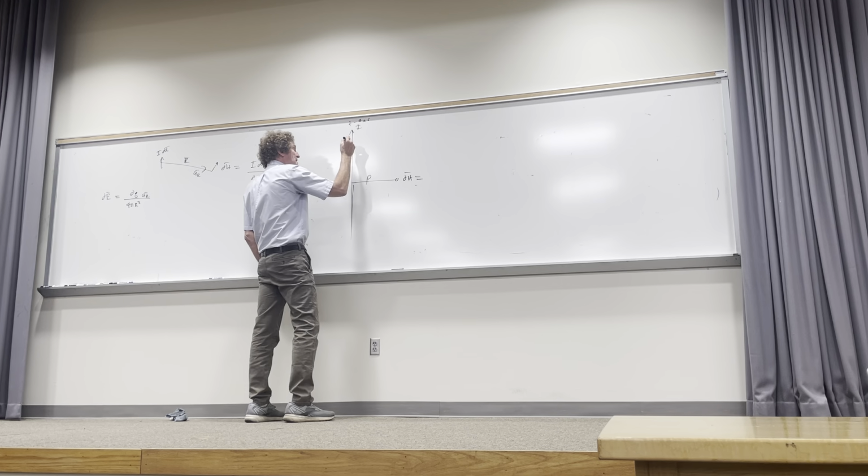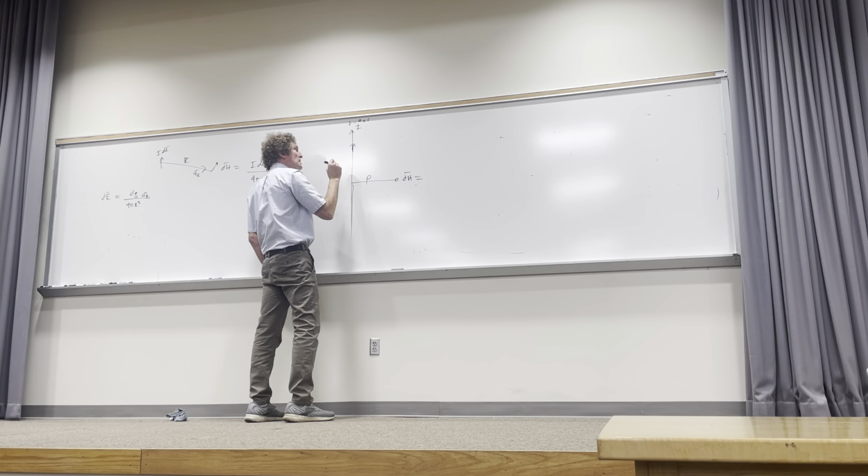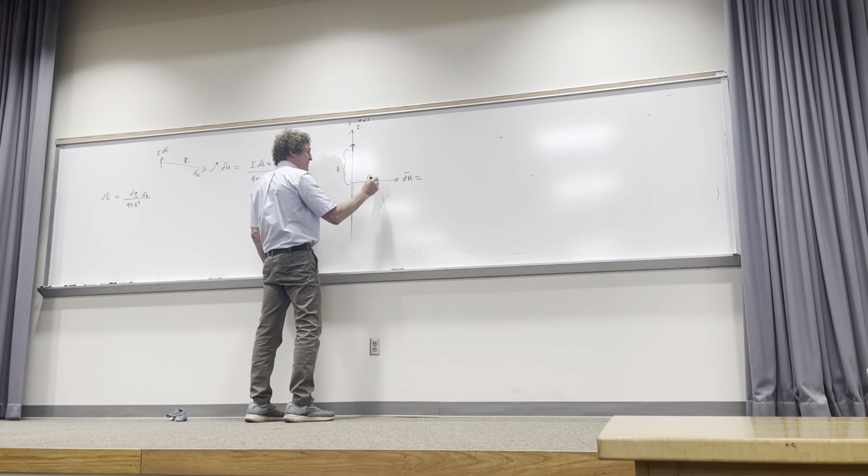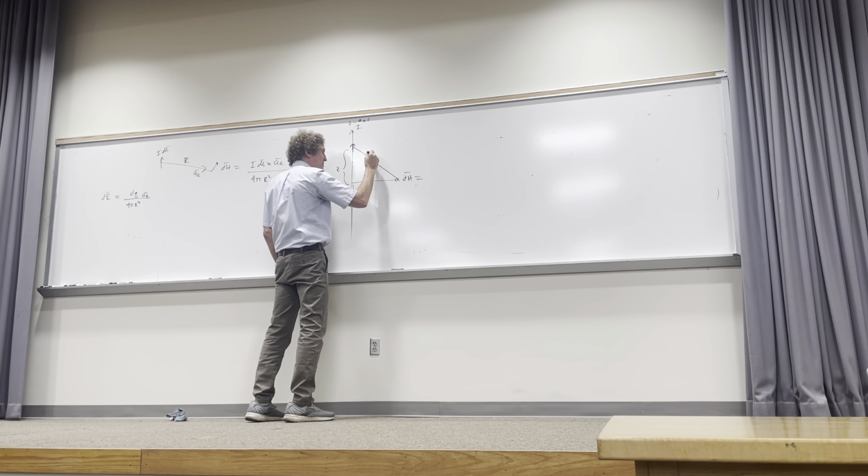What I need to do is identify a portion of the source. So you just take a little chunk of current that's at a height Z, so the altitude of this thing is Z, and there's a radial distance R out, and this is going to be my R vector.